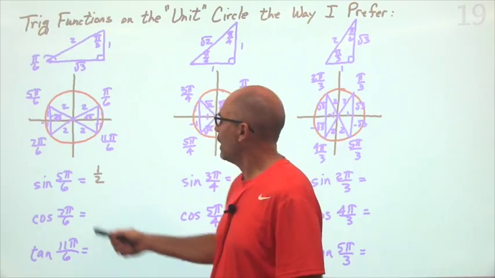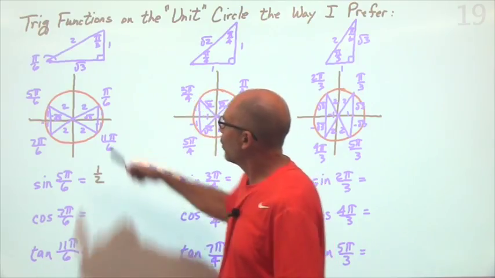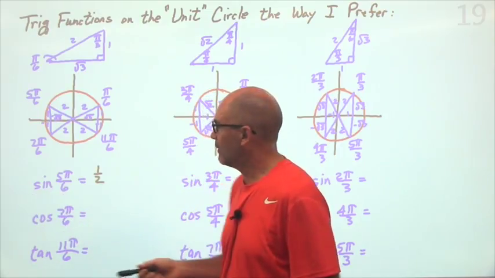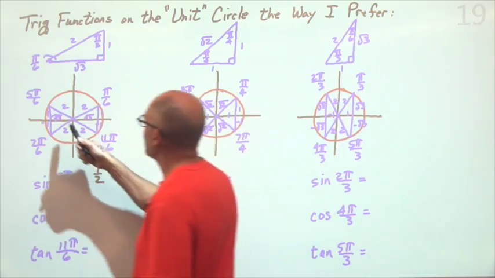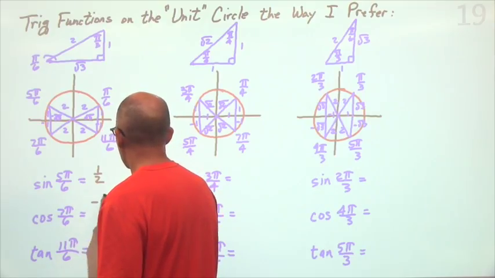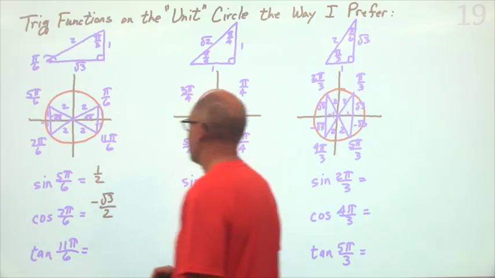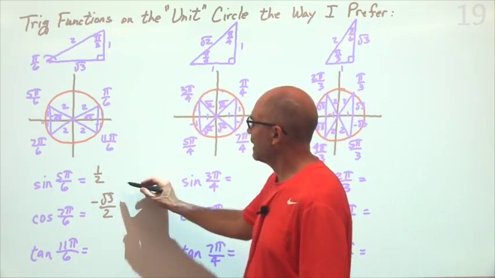Now, let's go on cosine 7 pi/6. Well, we're left again, so it's going to be negative. So adjacent is, once again, negative square root of 3. And the hypotenuse is 2. So cosine is negative square root of 3/2.